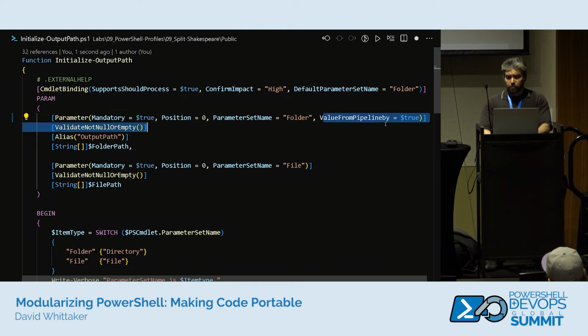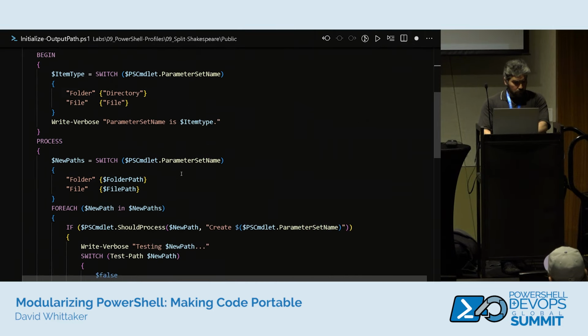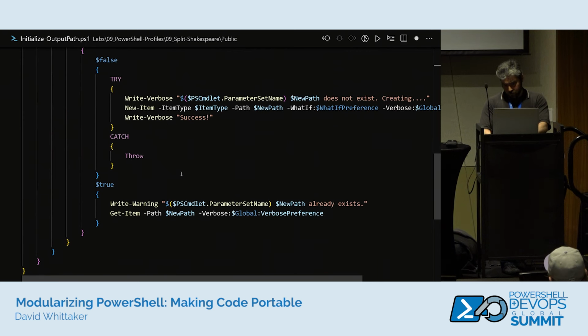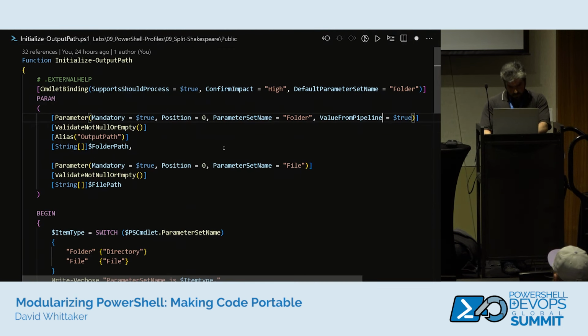And you can assign that to multiples when you're doing it by property name. If I had 20 different arguments that were under the parameter set name Folder, I could say value from pipeline by property name for each of them, and if I had an object that corresponded to each of them, it would automatically know where to place those arguments just from the pipeline. All right. Yes, for anything inside of the process block.